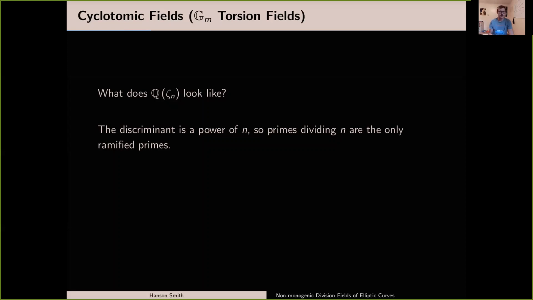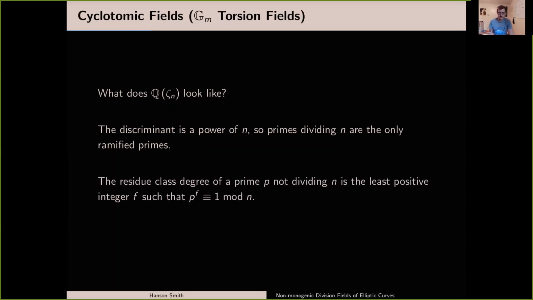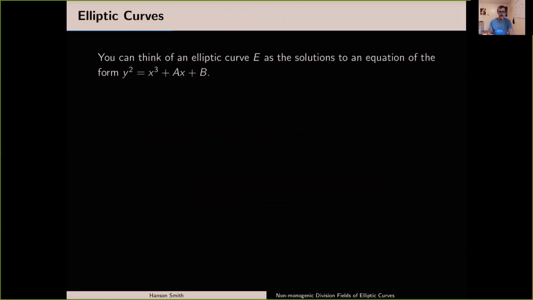Okay, what about splitting? What's the splitting and inertia? Well, the residue class degree of a prime not dividing n is the least positive integer f such that p to the f is congruent to 1 mod n. So excellent description telling us how primes split. And then the ring of integers also admits a really nice description. It's just Z adjoined this primitive nth root of unity. So we're really happy.